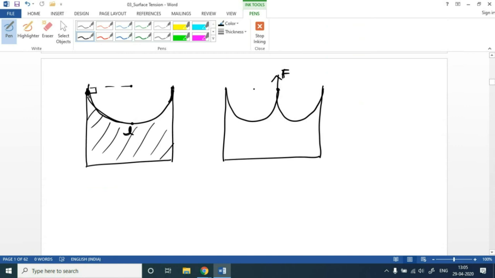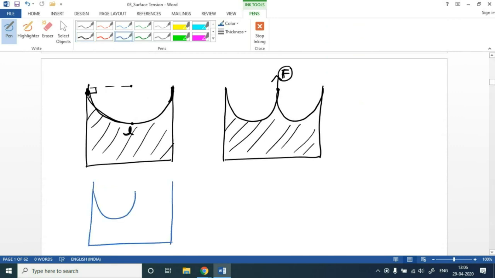So here now we are having two semicircles, and in this arrangement the magnitude of this force F is known to us. And here the thread has been given the shape of two semicircles. And we are required to find out the surface tension of the liquid in this case. So now looking into this case, let's draw the diagram again.